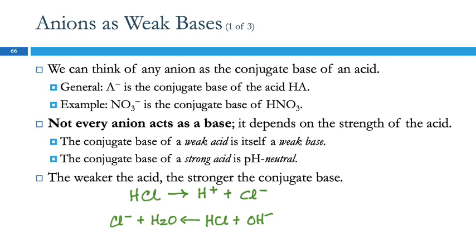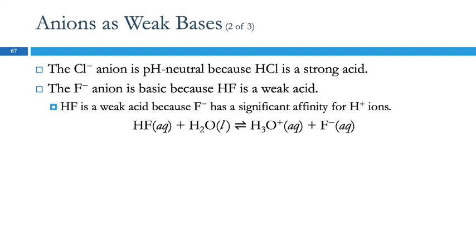Does that make sense? I know this doesn't look like the opposite of that one. So chloride ion is pH neutral. It does not affect the pH of the solution because it is related to a strong acid. The fluoride ion, though, is going to be basic because its conjugate acid is weak.